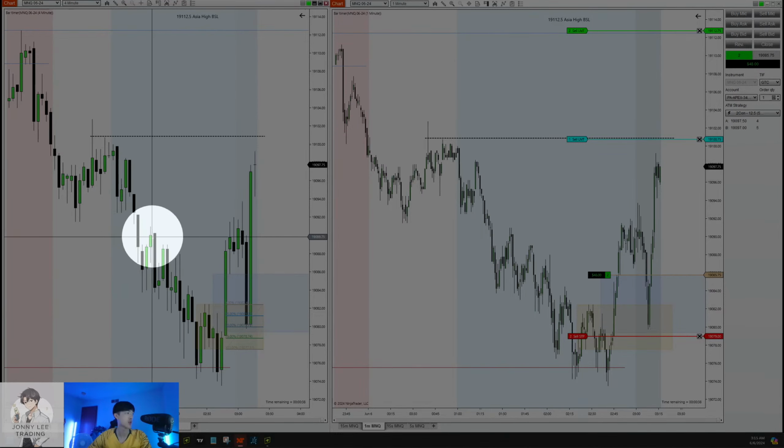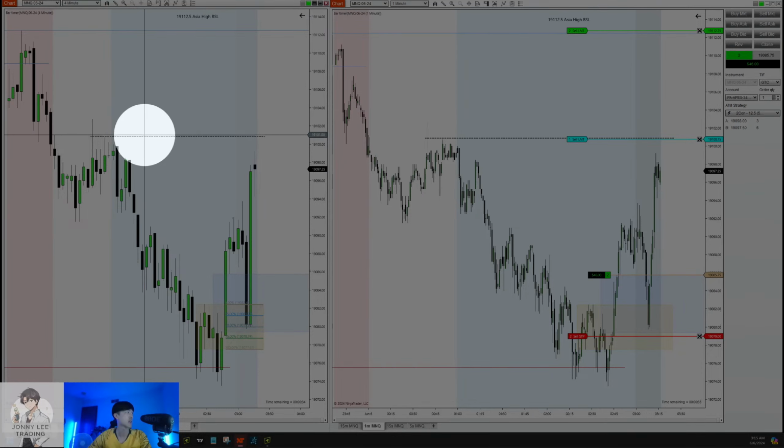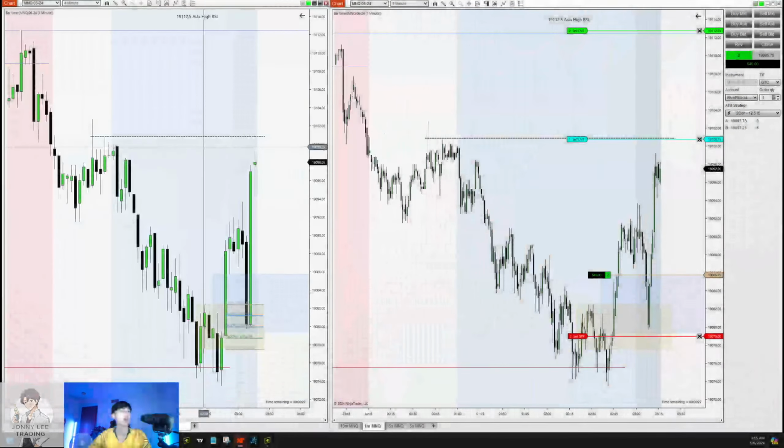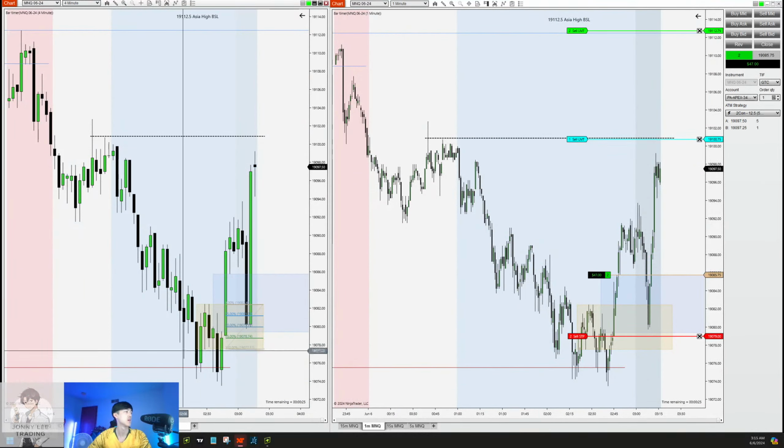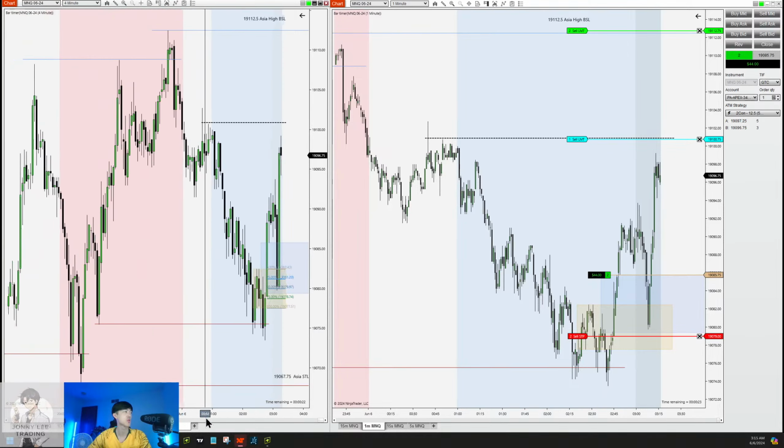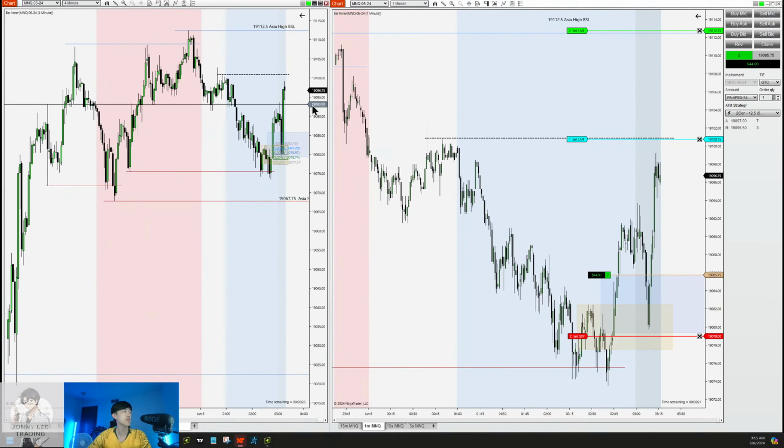We see displacement up higher. We took out a short-term high. We came down and are now likely to trade up to this wick's consequent encroachment. So those are all the reasons why, on the short term, I'm still operating under a weekly bias being to the upside.